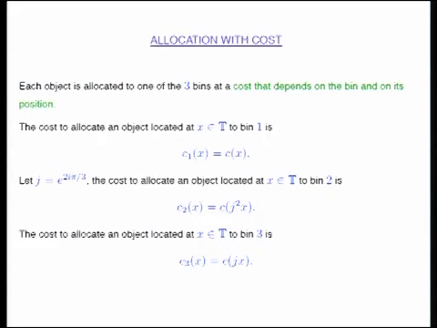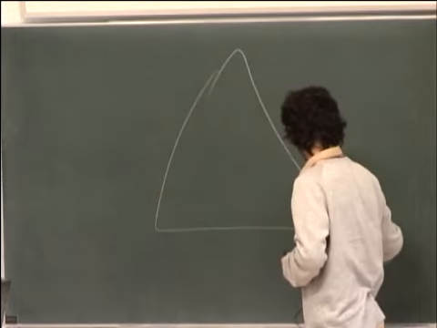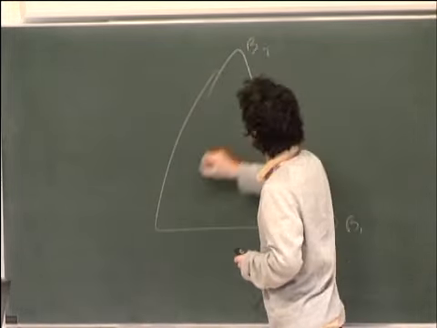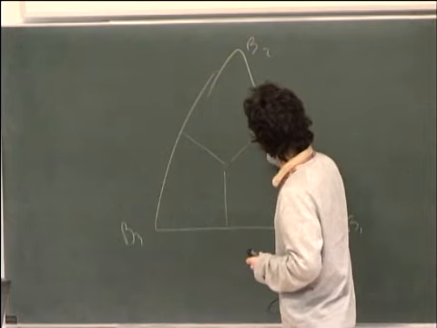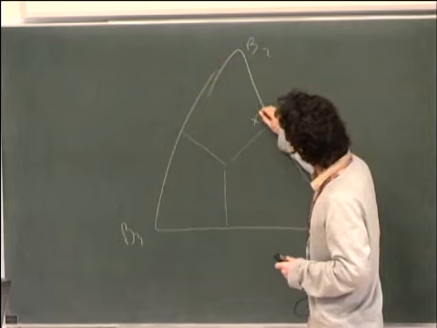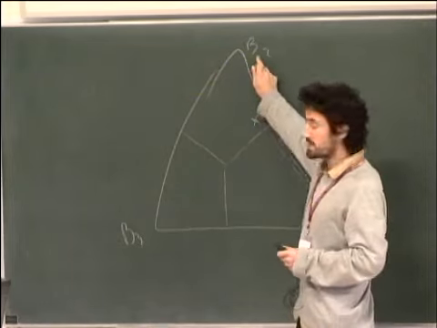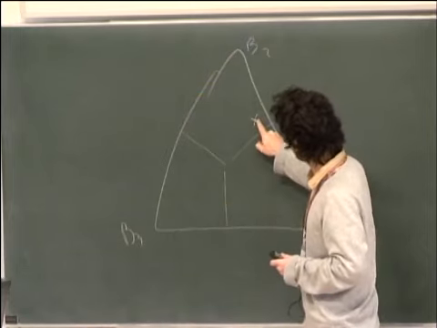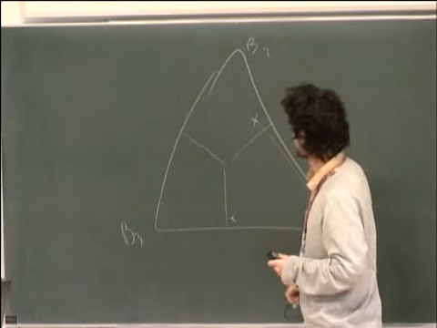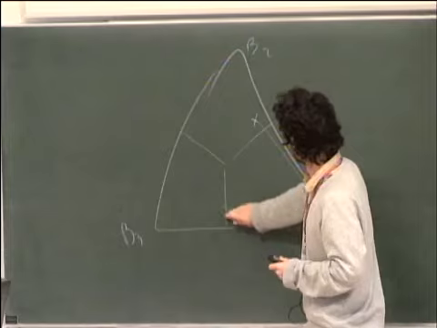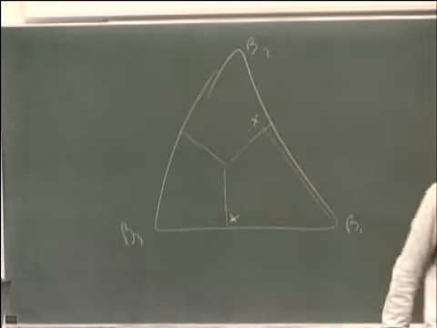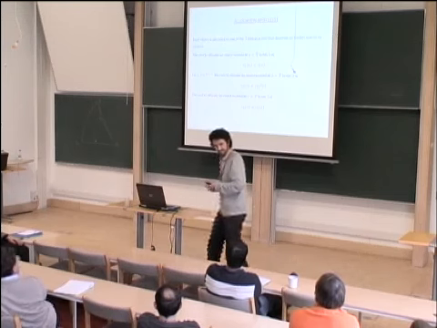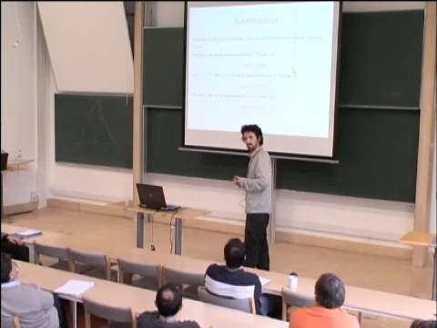Just to keep in mind, this is bin 1, bin 2, bin 3. The cost to allocate an object to bin 2 is the same as allocating this point as if it were here. Only the angle matters.